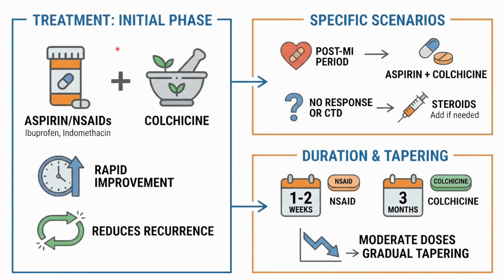So what's the treatment? The initial phase is aspirin or NSAIDs, ibuprofen and indomethacin can be used, plus colchicine. It helps for rapid improvement and reduces recurrence. Now there are specific scenarios. Post-MI period, you'll need aspirin plus colchicine. You need the aspirin in the post-MI. If there's no response or the patient has connective tissue disease, add steroids if needed. Duration and tapering: NSAIDs 1 to 2 weeks, and then 3 months for colchicine at moderate doses, and then gradual tapering.